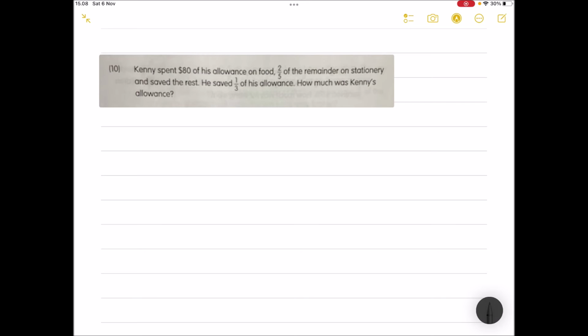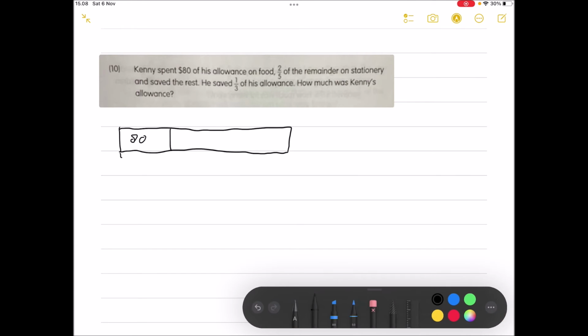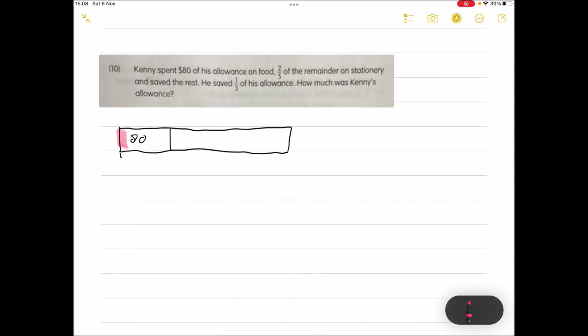Kenny spent $80 of his allowance on food, meaning I will draw something. This will be all of the allowance. I do not know how much $80 is, but I will just assume $80 is this much. It's not wise to put it in half because I don't know if $80 will be half. I'm not sure whether it will be more or less than half, so I'll just assume at first. This will be $80, I will write it inside, and this will be on food.